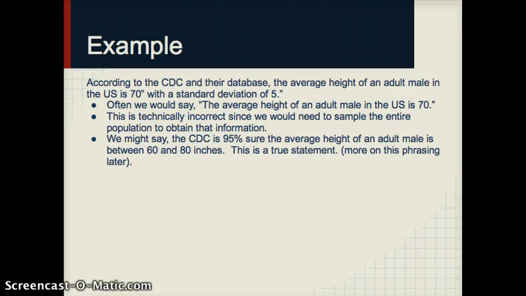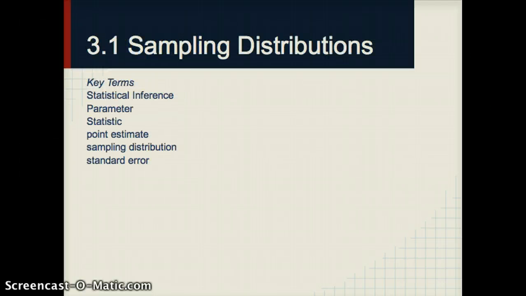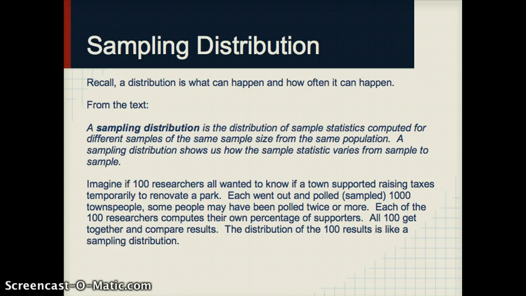Other parts of Chapter 3 to keep note of, we'll be doing more computing using Statkey, reading off descriptive statistics, and various forms of bootstrapping, which you'll see in Section 3.3. Section 3.1 is sampling distributions. The big thing here, I think everything will just fall in place if you understand what a sampling distribution is. So recall, a distribution is not only the possible outcomes, but the probabilities of each outcome. That is, what can happen, how often it can happen.